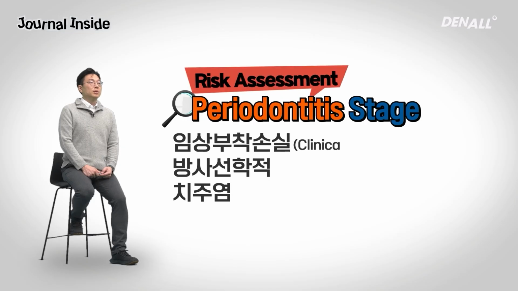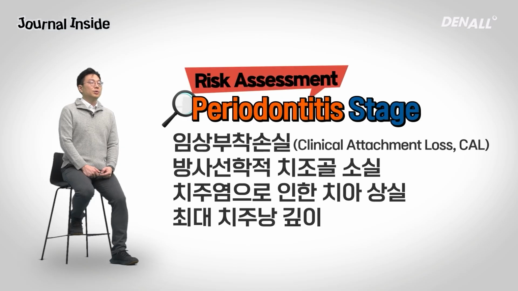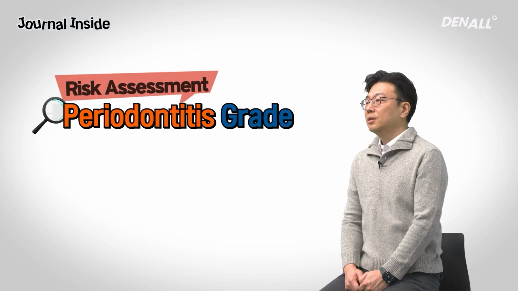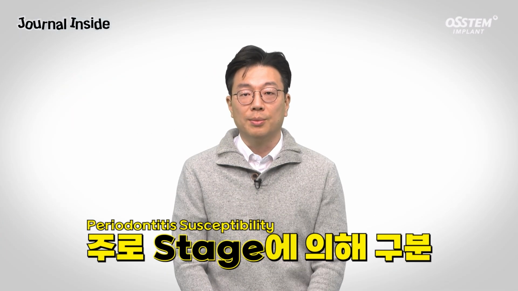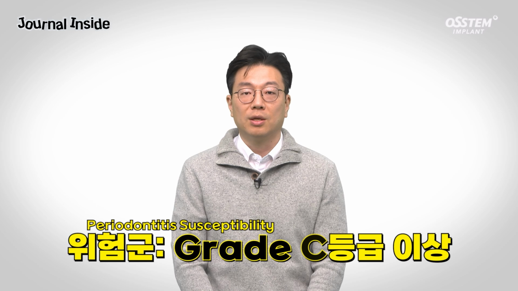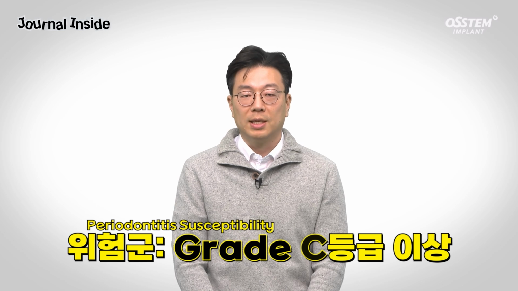Staging is evaluated based on clinical attachment loss, radiographic assessment of alveolar bone loss, tooth loss due to periodontitis, and maximum periodontal pocket depth. Grading is determined by the rate of disease progression as well as the presence or absence of factors such as smoking and diabetes. The classification of susceptibility to periodontitis is primarily based on staging, and patients with grading of C or higher are categorized as a high-risk group.